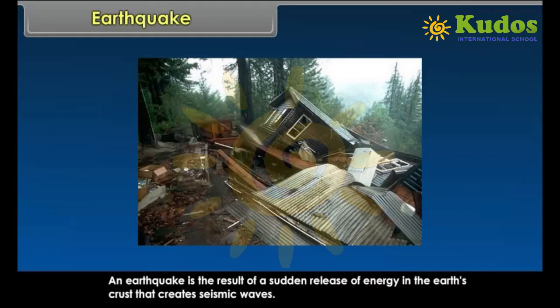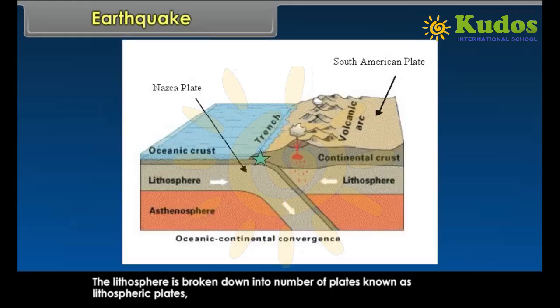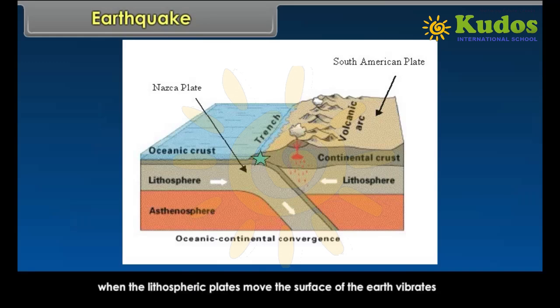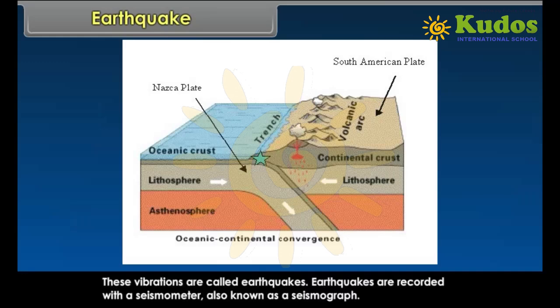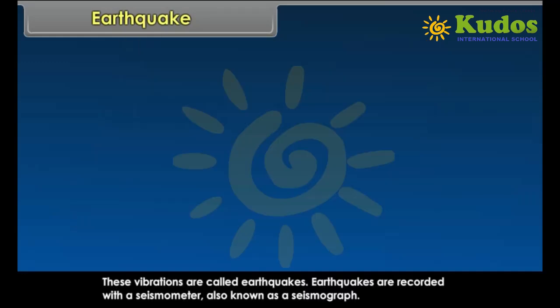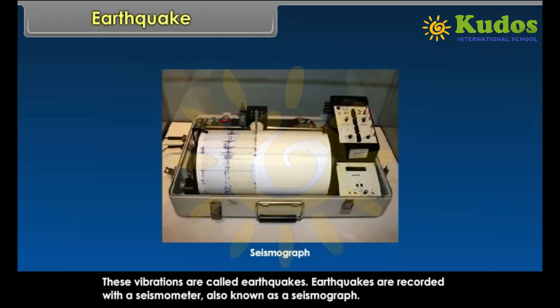Earthquake. An earthquake is the result of a sudden release of energy in the Earth's crust that creates seismic waves. The lithosphere is broken down into a number of plates known as lithospheric plates. When the lithospheric plates move, the surface of the earth vibrates, and these vibrations can travel all around the earth. These vibrations are called earthquakes. Earthquakes are recorded with a seismometer, also known as seismograph.